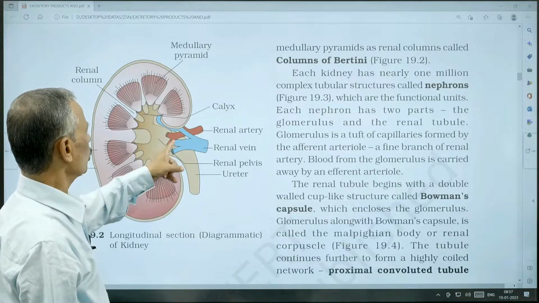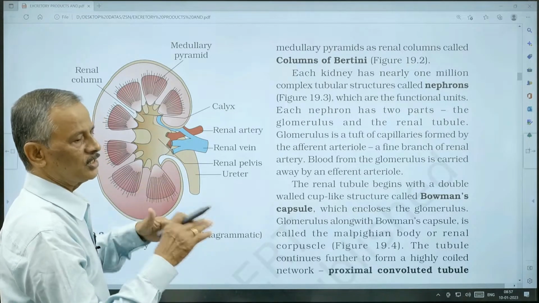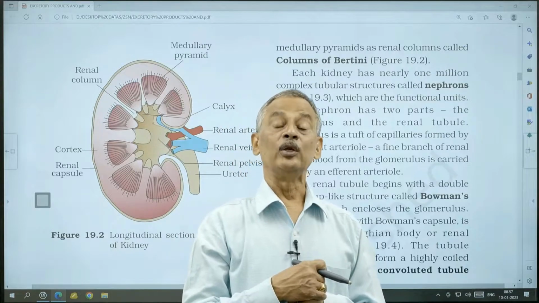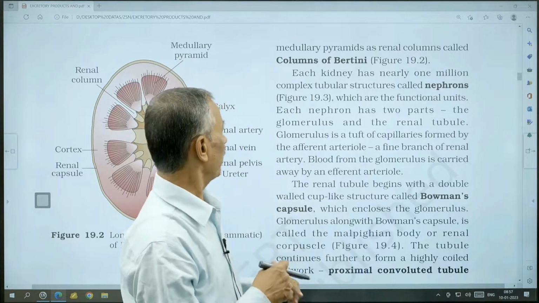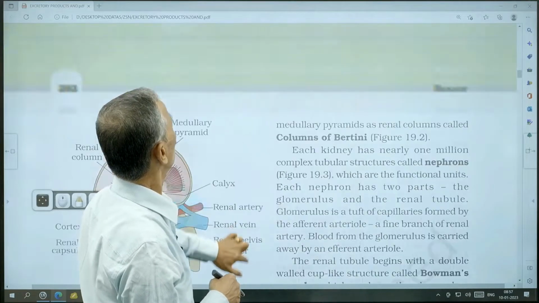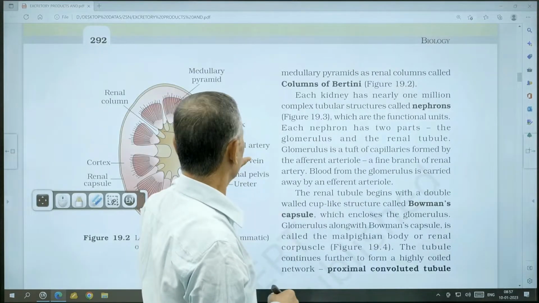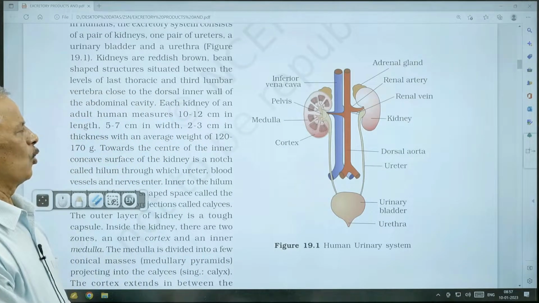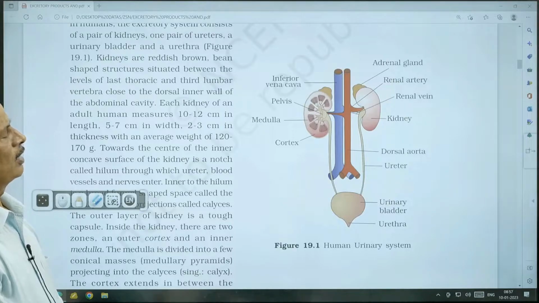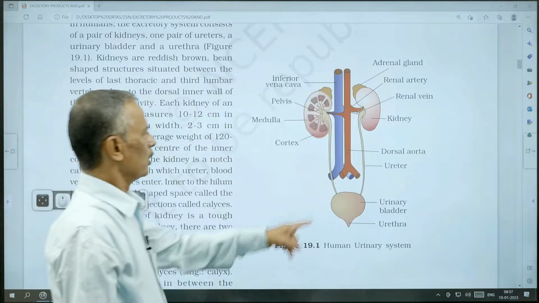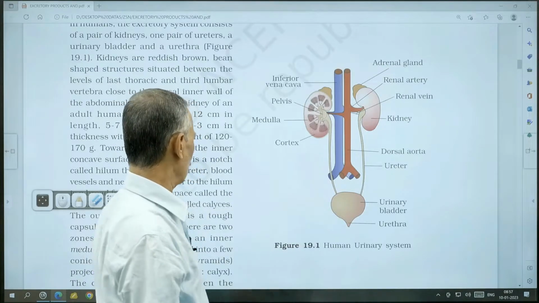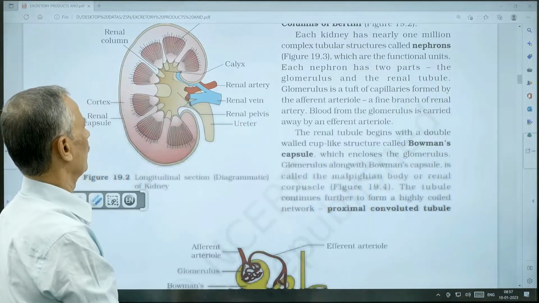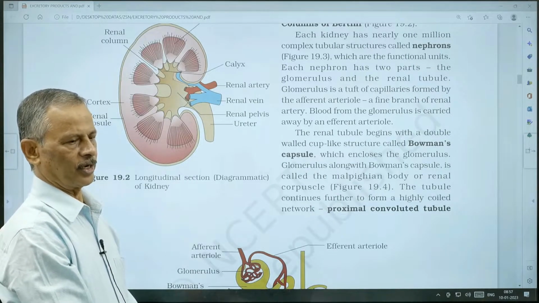Now, the ureters are emerging out of their respective kidneys and they are all opening to a common chamber called the urinary bladder. The urinary bladder is opening out through the urethra. It is through the urethra that urine is going out. The ureters are opening separately to the urinary bladder. Okay, so that is the structure of our excretory organs: kidneys, ureter, urinary bladder, urethra.